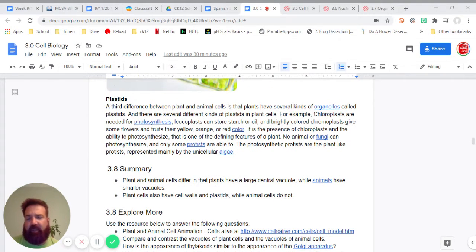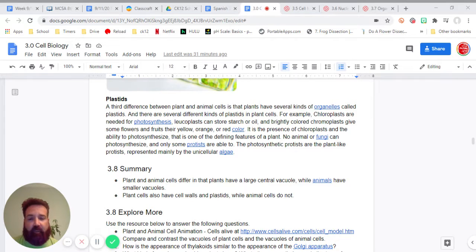Plastids. A third difference between plant and animal cells is that plants have several kinds of organelles called plastids, and there are several different kinds of plastids in plant cells. For example, chloroplasts are needed for photosynthesis. Leucoplasts can store starch or oil. Brightly colored chromoplasts give some flowers and fruits their yellow, orange, or red color.